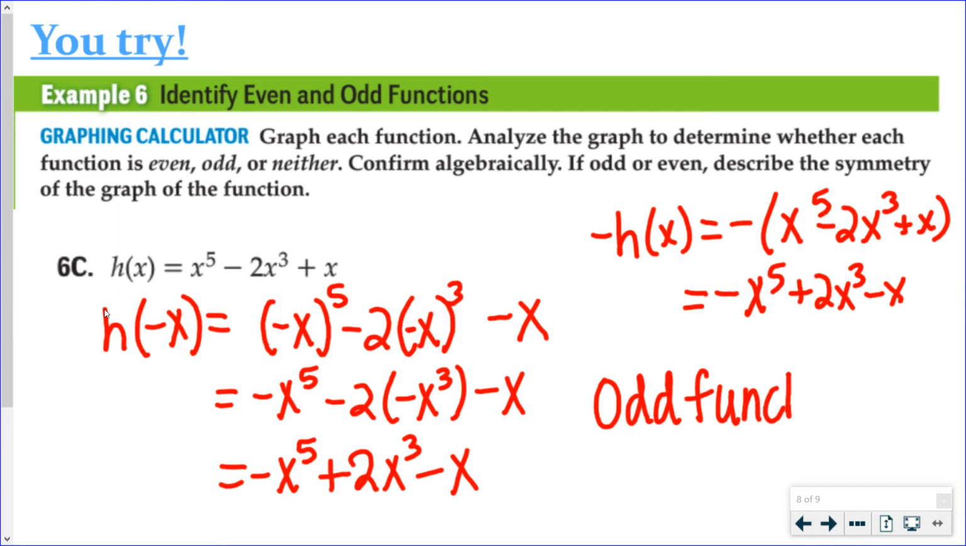So again, going through the process here, we always plug in negative x. If when we plug in negative x, we end up with h of x, then it's even. If when I put in my negative x, I end up with the same thing as negative h of x, then it's odd. And if it's not h of x and it's not negative h of x, then it's none of the above.